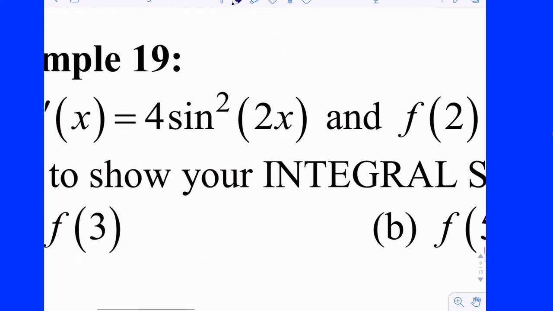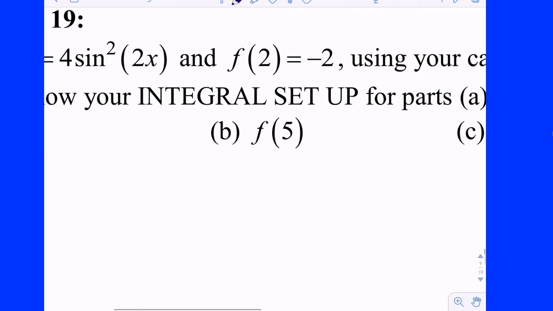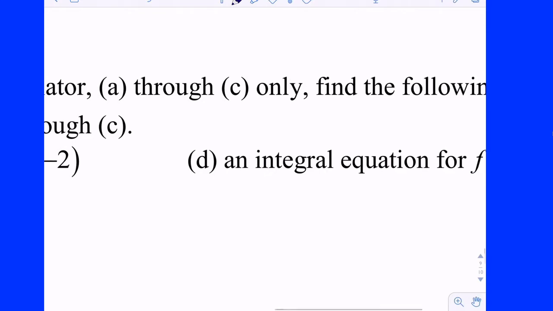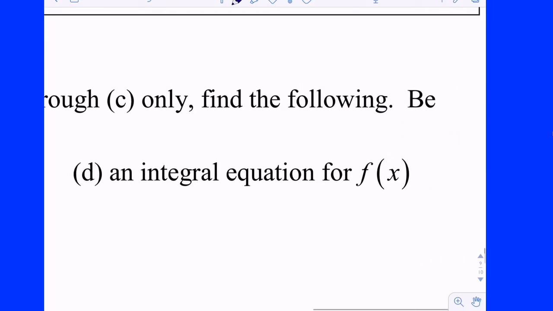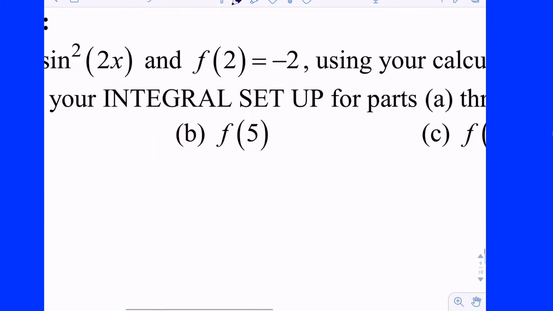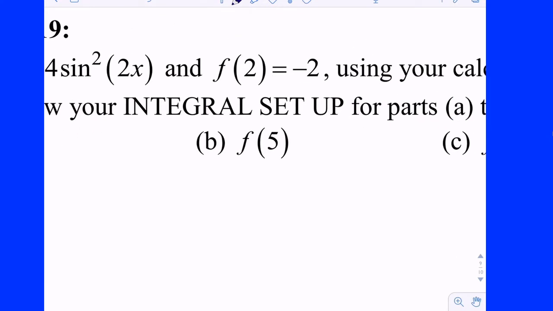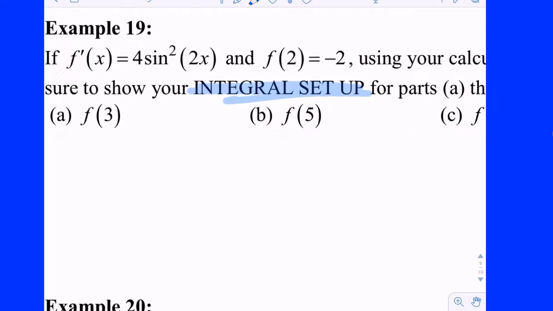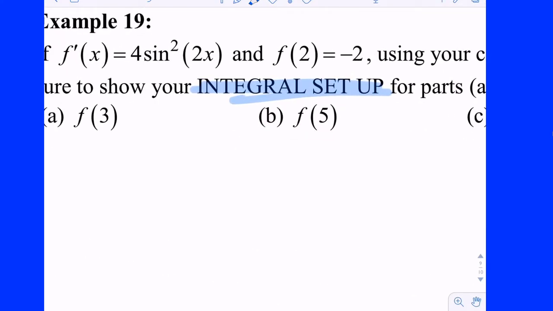If f prime equals 4 sine squared of 2x and f of 2 equals negative 2, using your calculator for parts A through C only, find the following. Be sure to show your integral setup. Golly, why did I yell that? For parts A through C. Yes, super important. Free response.